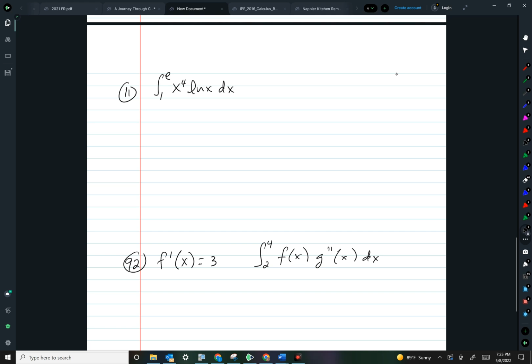Okay, Sarah, so this is a good practice for integration by parts. For number 11, I'm guessing this would be a no calculator. I know it's integration by parts because I see an x to the fourth and a natural log of x.